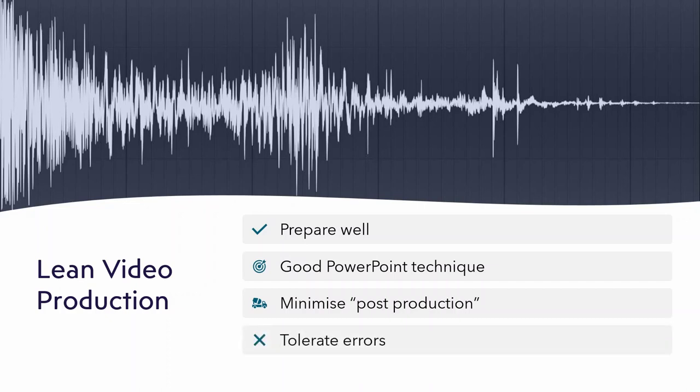But a very important thing is avoid perfectionism. Tolerate errors. I'm making errors here as I speak to you. Most of these errors I won't take out. If I do make a serious error, what I'll do is I'll be quiet for a few seconds and then I'll go back and repeat where I made the error. And that's very easy to find on the recording later and cut that out.